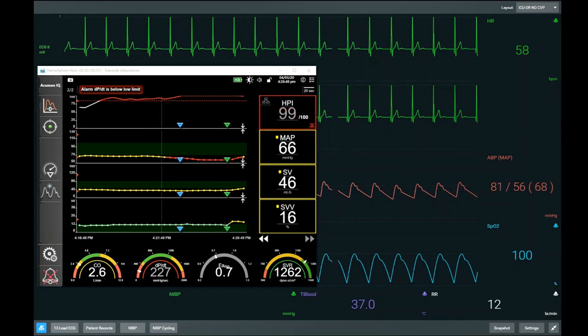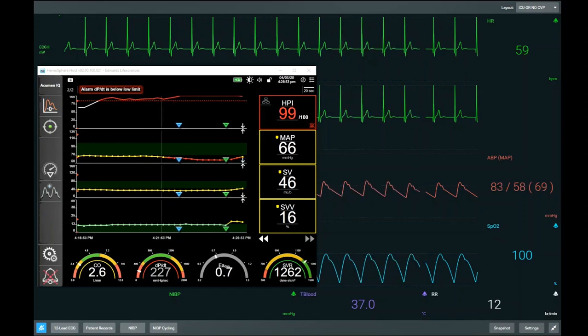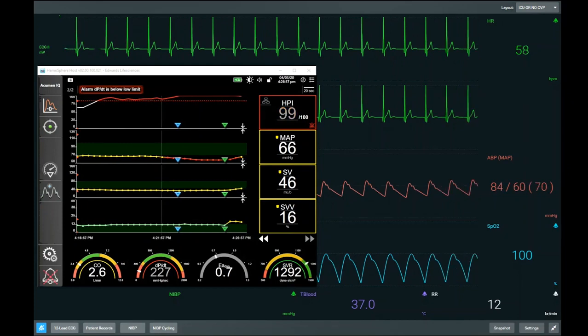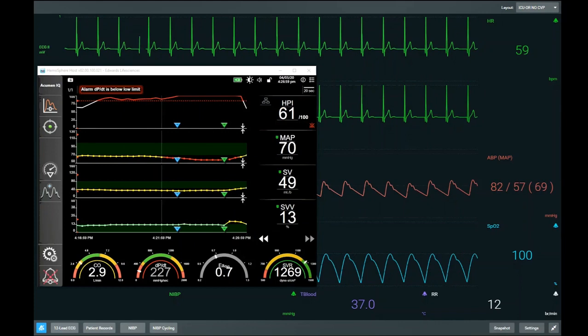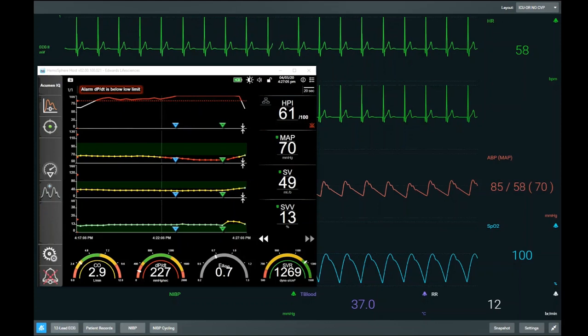As it has further effects, our mean arterial pressure starts to increase now. It's now at 66. Our stroke volume continues to increase, and eventually we'll start to see our HPI come down. So by using HPI, we can predict hypotension before it occurs. Remember, in this scenario, we had at least 4 minutes warning.